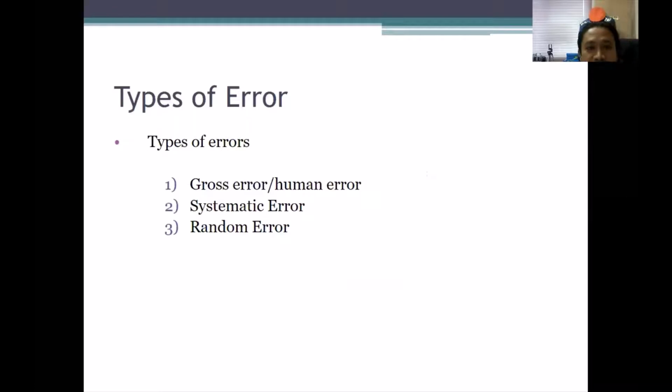So next is the type of error. Here we have three types of error. The first is the gross error, sometimes we call it the human error. The second is the systematic error. Under the systematic error, we have either static error or dynamic error. The static error may come from instrument error, human error, or observation error, and so on. And the last is the random error. Then next we go one by one.